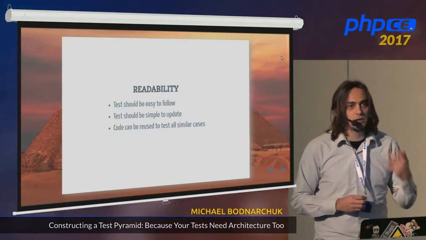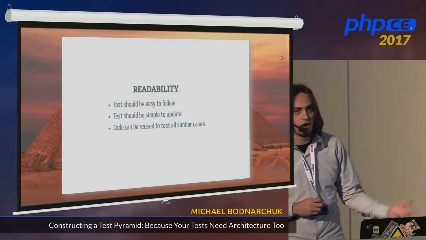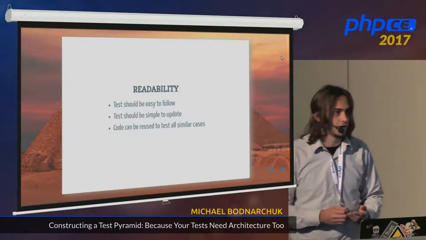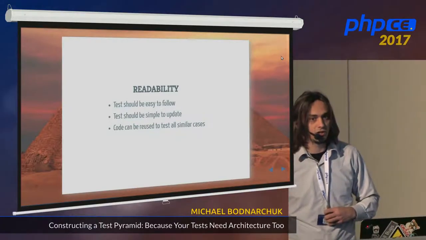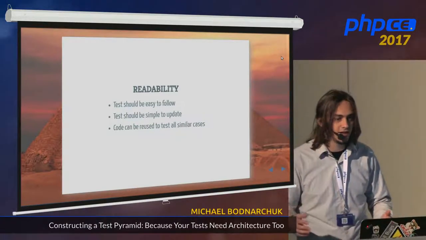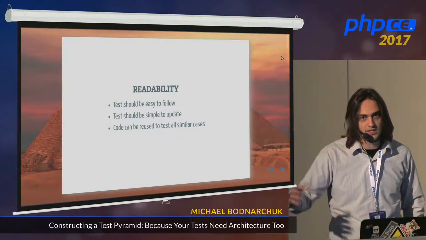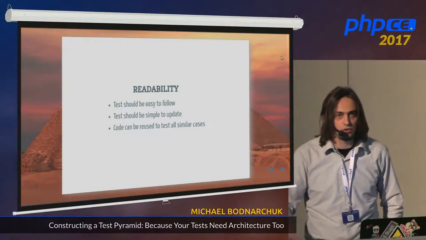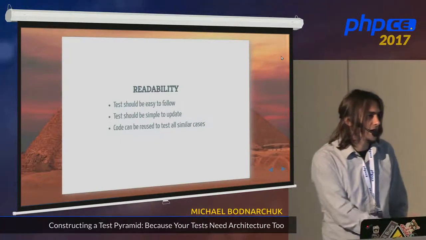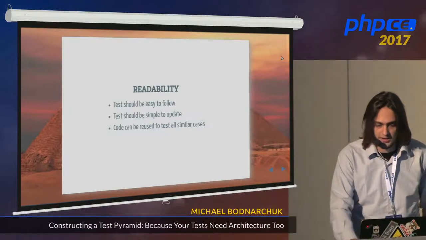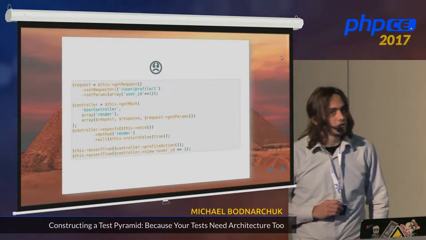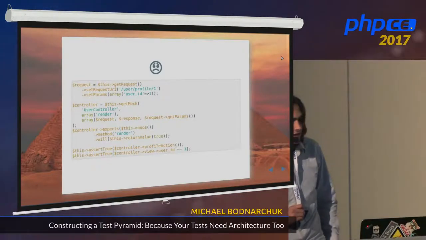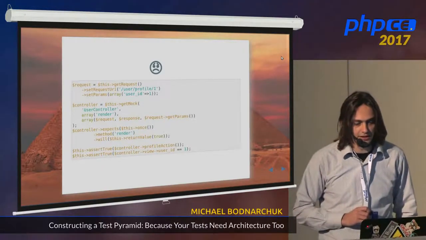And they could be reused, because we add more and more cases to our requirements. If we have similar patterns, if we add a new validation rule, we should easily be able to copy some parts of a test and add a new test to the suite, not spending much time on developing a new test. And here is an example of badly written tests in terms of readability.